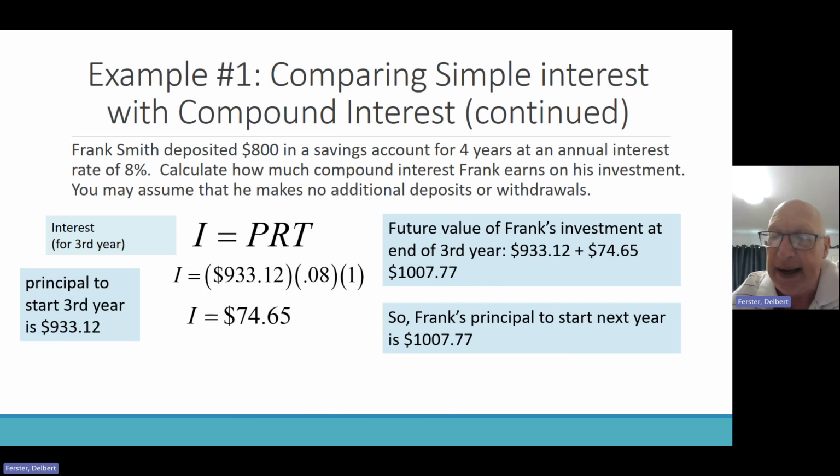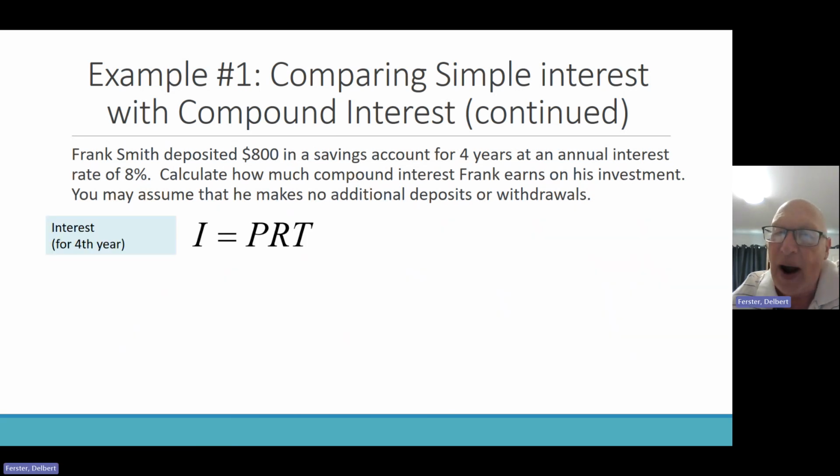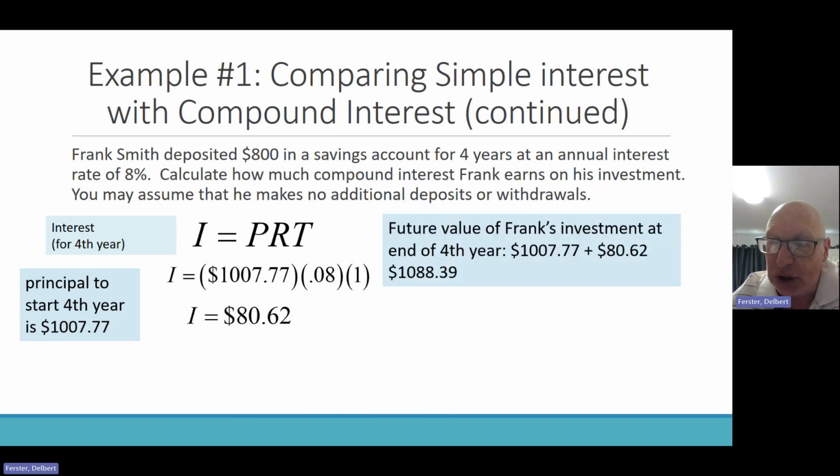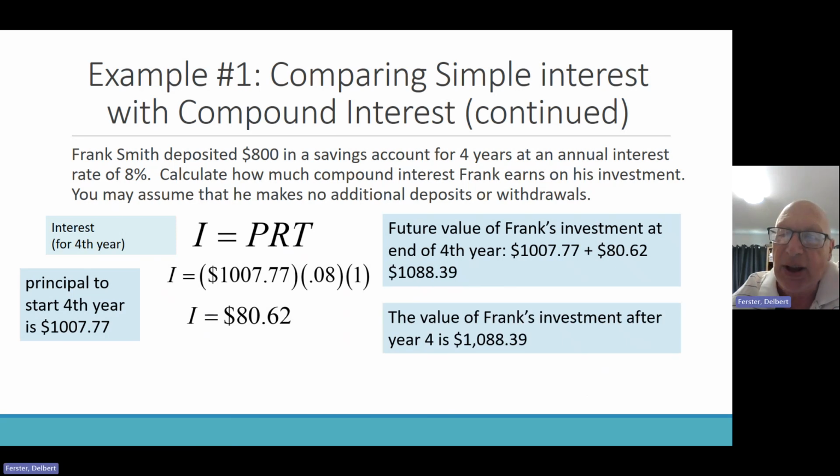That's his new principal headed into year number 4. Fourth and final year for Frank. Here's his new principal, $1,007.77, still 8%. 1 year. This is 1 year, year 4 of this investment opportunity. So on that year, Frank's going to earn $80.62 interest. So his initial balance to start that year was the $1,007.77. And if we add his $80.62, at the end of Frank's 4th year, he now has $1,088.39. So it's not hard to do.